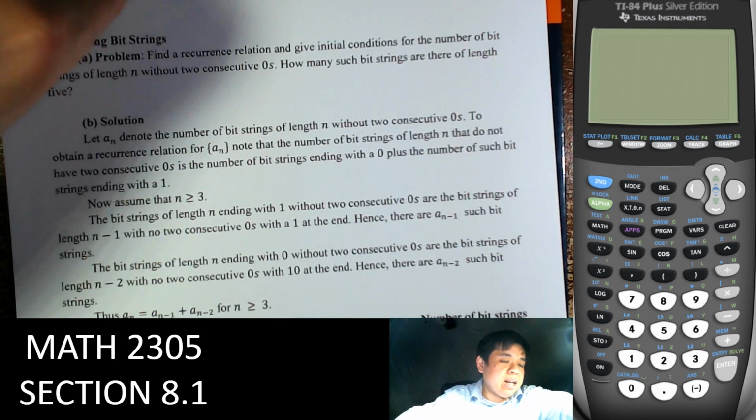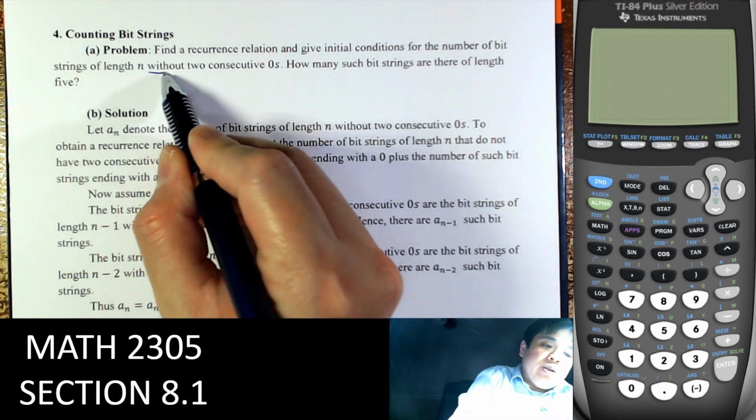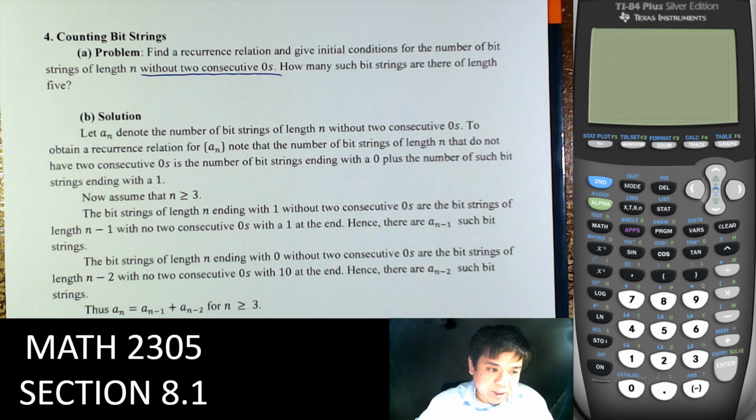Right. Next, counting bit strings. Find the recurrence relation and give the initial conditions for the number of bit strings of length n without 2 consecutive zeros. So the key here is without 2 consecutive zeros. So how many of such strings?